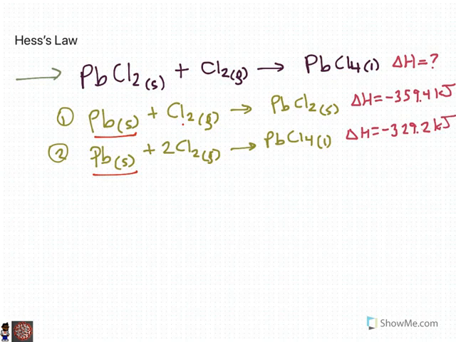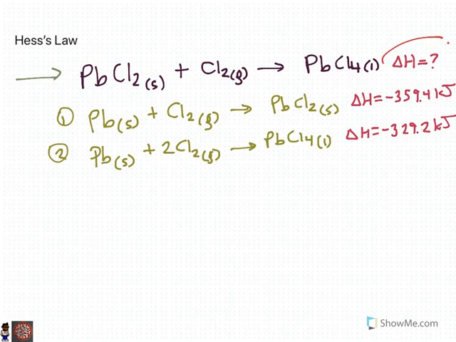Now, I see Cl2 in my given equation, and it's also in my target equation, which means I'm going to ultimately want to have one Cl2 on the reactant side, but two show up on this side, so that could be a potential problem. I see PbCl2 solid showing up on my reactant side, and it's on my product side here. More than likely, this is going to have to be flipped. I see PbCl4, PbCl4.